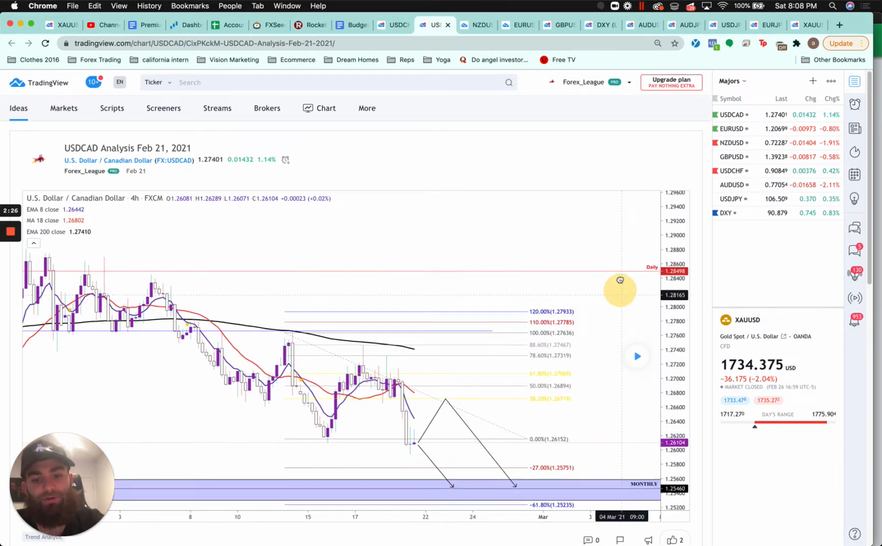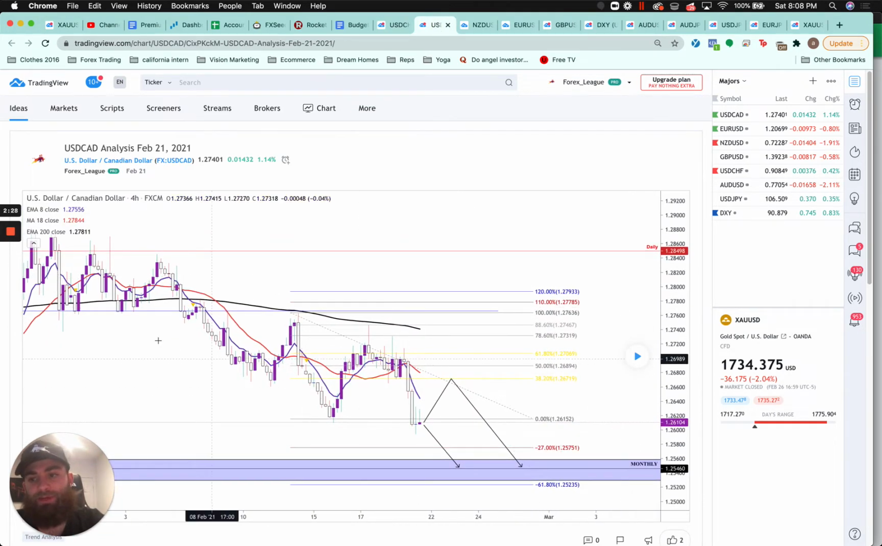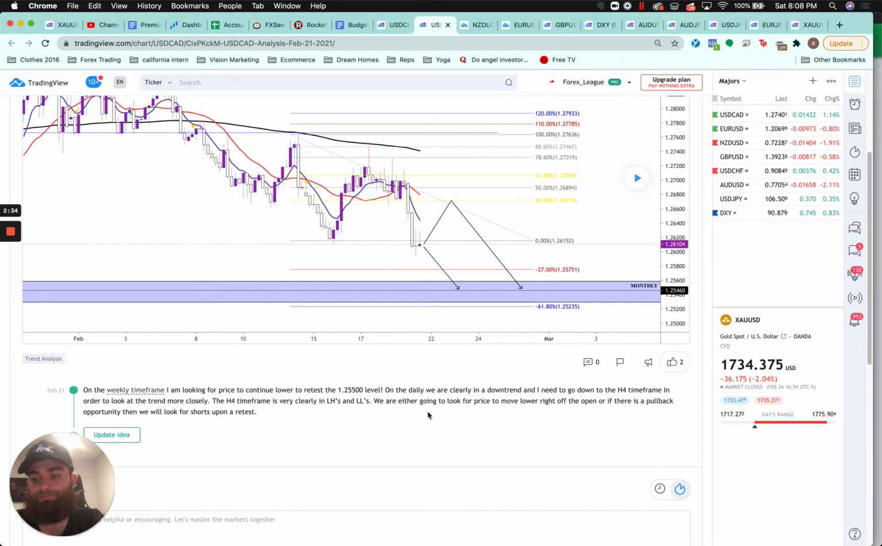Now getting over to UCAD. Last week we were in a downtrend on the 4-hour time frame, looking for this to continue. Let's just bump down, look at the text. On the weekly time frame, I'm looking for price to continue lower to retest the 125,500 level. That's this level down here. On the daily, we are clearly in a downtrend, and I need to go down to the H4 time frame in order to look at the trend more closely.